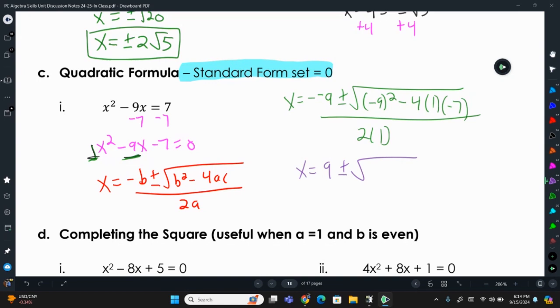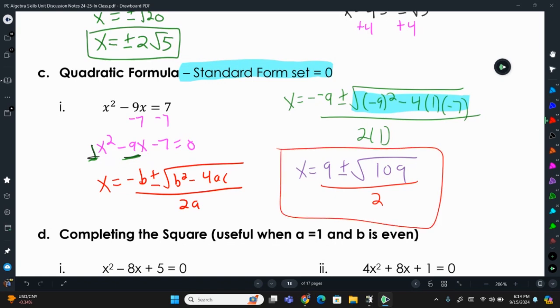That in your calculator is 109. This is the discriminant right here, over 2. Now we can't simplify the square root of 109, so that stays the way it is. We can't reduce the fraction 9 over 2, so that stays the way it is, making this our final answer.